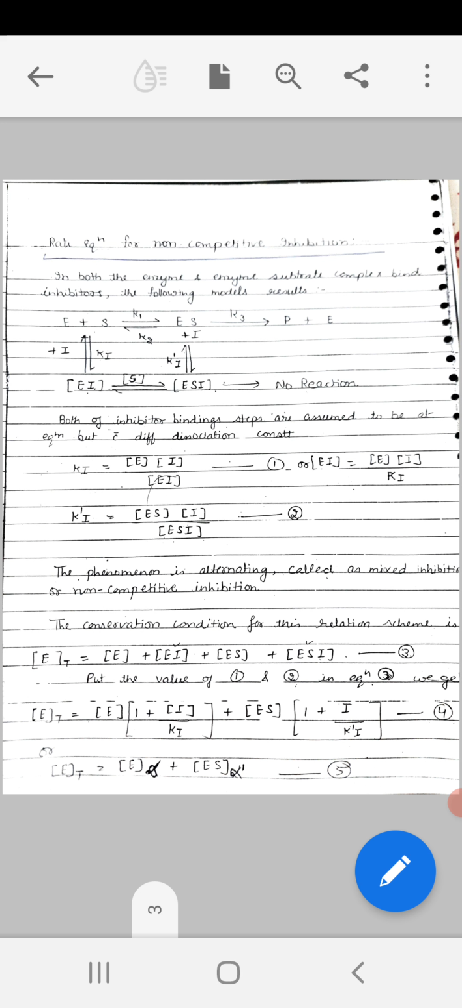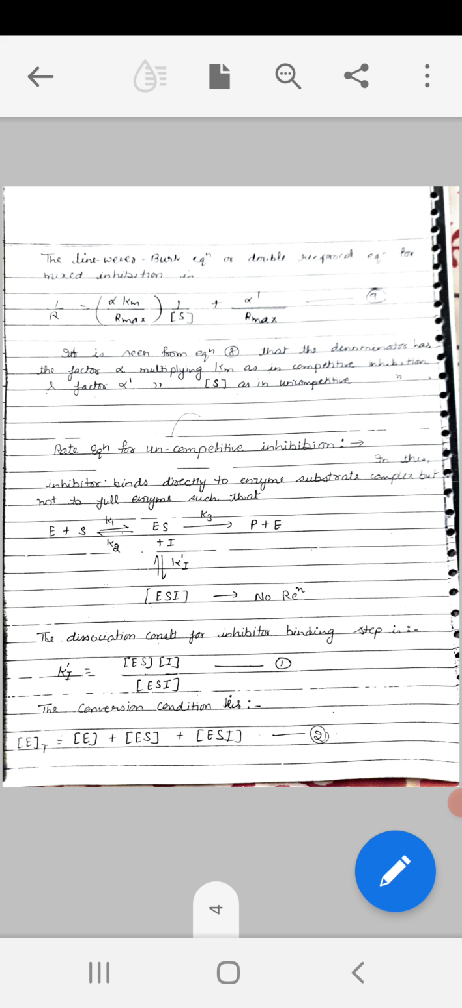Or we can write Et is equal to E alpha, as we have written earlier, plus ES alpha dash. Here alpha is equal to 1 plus I concentration upon Ki, and alpha dash is equal to 1 plus I concentration upon Ki dash. Now consider the steady state condition for ES.